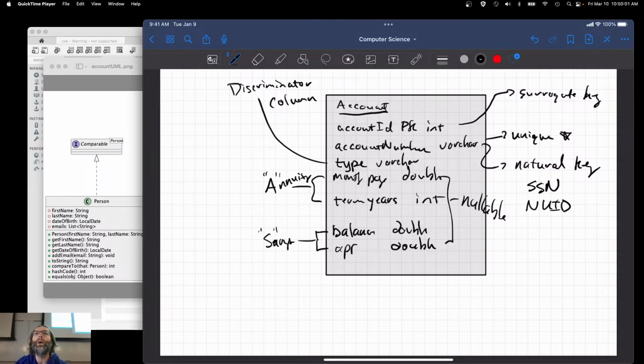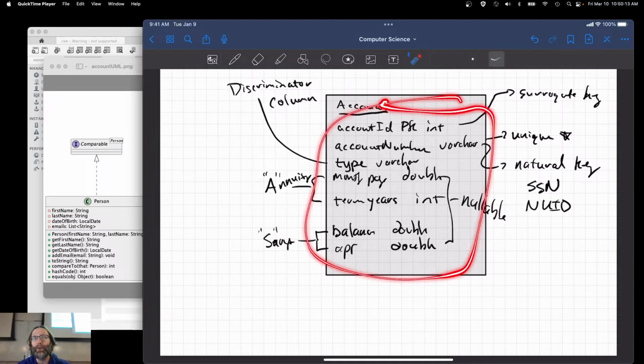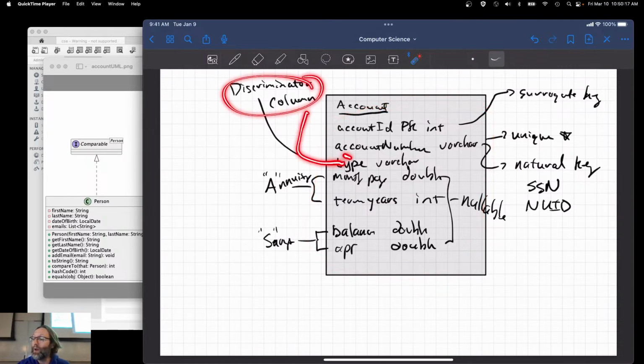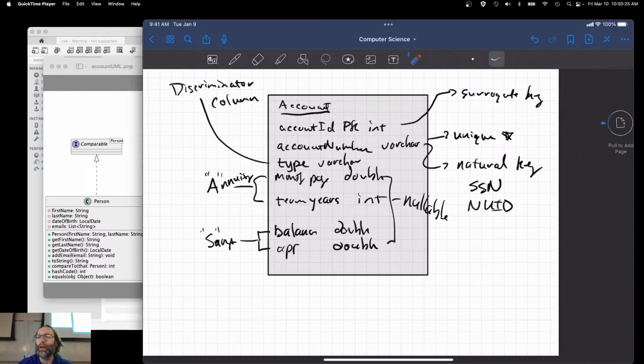It is the workaround between the two models, the relational model and the inheritance and object-oriented programming model. How do you reconcile these two? This is the strategy: have one table to simulate them all, and have this discriminator column telling you that this record in this table is this type right here. We're going to implement this here in a second.